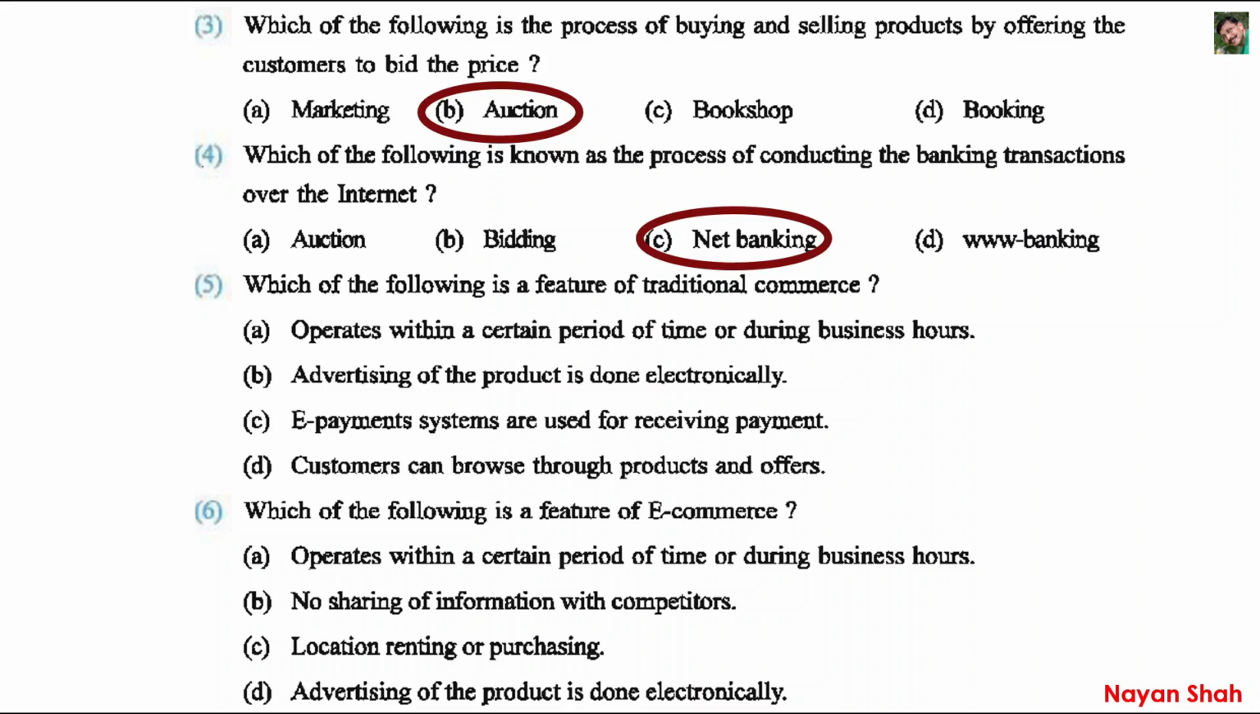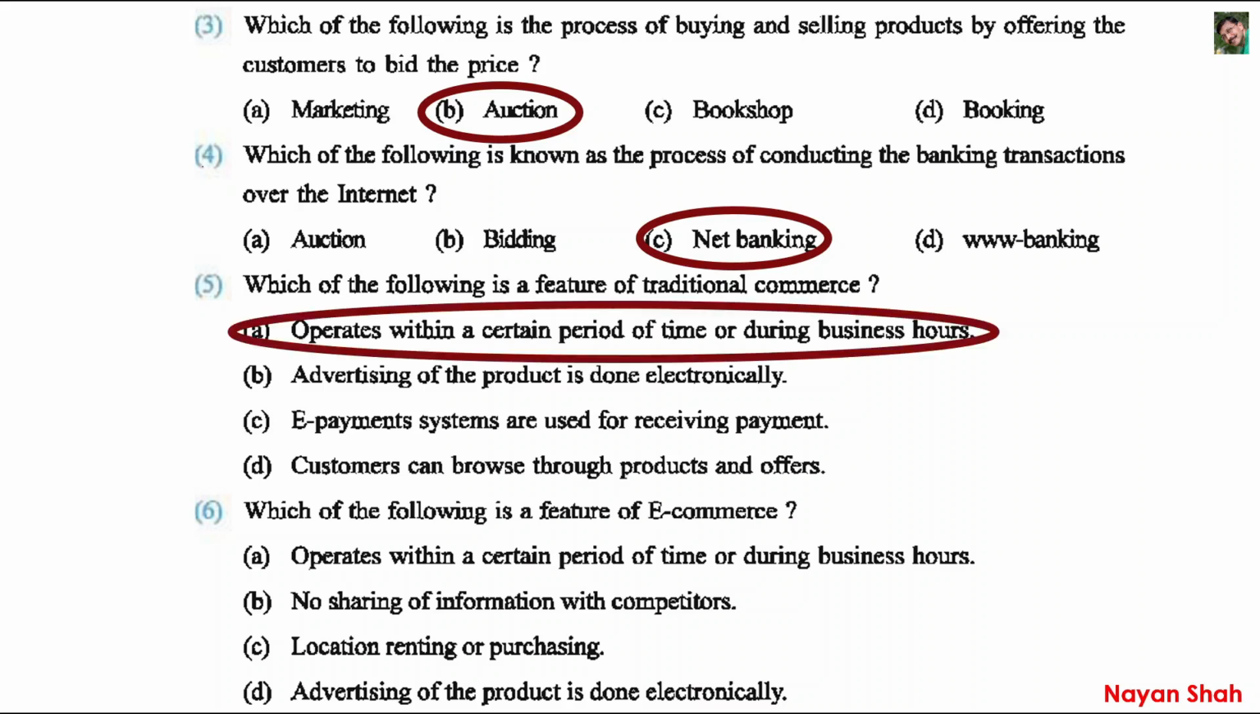And the fourth option, customers can browse through products and offers online. There is a word missing in the textbook itself, that customers can browse through products and offers. So if you just skip this word, that is true. We can browse through products and offers in traditional commerce also. We can go to any shop and browse through different products and the offers which that shop is offering. But here they mean online product browsing and looking at the different offers which are online.